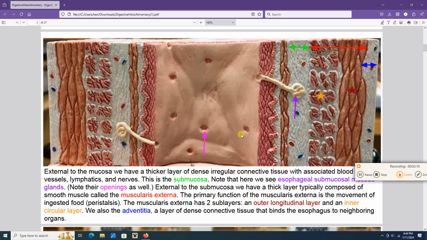Now, I also see my muscularis externa outside of my submucosa. It is going to have 2 layers in my esophagus. There is an inner circular layer, then an outer longitudinal layer. The purpose of this muscularis externa, in a word, is peristalsis. It's how we move food through the tube. Now, last but not least, out here where my blue arrow is, that's my adventitia. We've seen an adventitia on the trachea, on arteries and veins. Recall that adventitias are going to anchor.